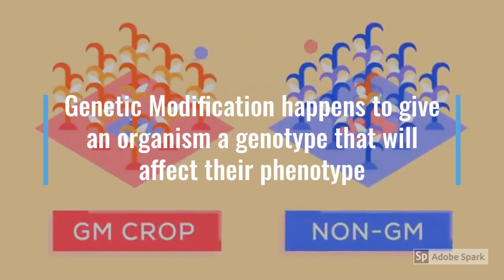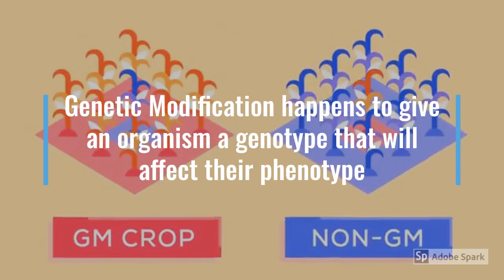Okay, back to genetic modification. How genetic modification works is that it gives an organism, remember, an organism is a living thing that can survive on its own, a genotype that will change its phenotype, to alter the combination of genes. This in turn causes the physical characteristics of the organism to change too.